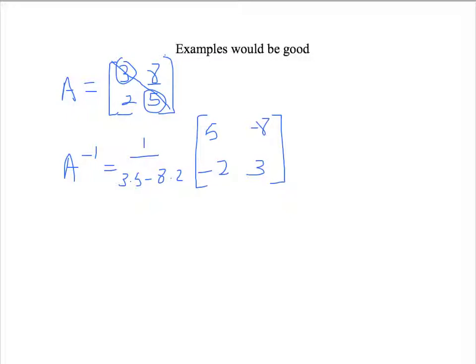Okay, well, let's do this. 3 times 5 is 15. 15 minus 16 is negative 1. 1 divided by negative 1 is negative 1.